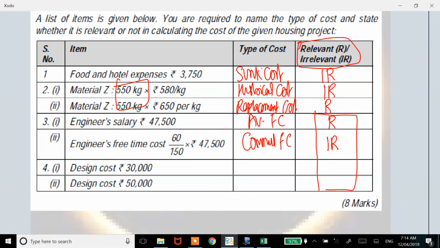So by rule, all avoidable costs are relevant and all committed costs are irrelevant. That 60 by 150 is something you can't do anything with. You have to pay that money. You cannot avoid that expense itself. So that 60 by 150 into 47,500 is unavoidable in nature.